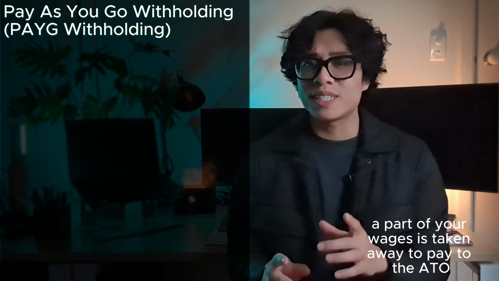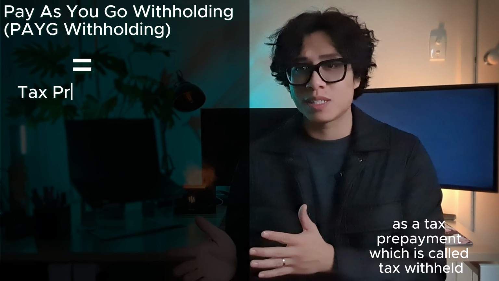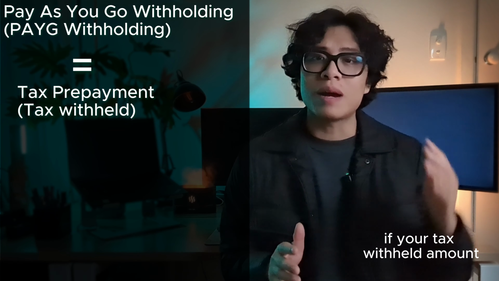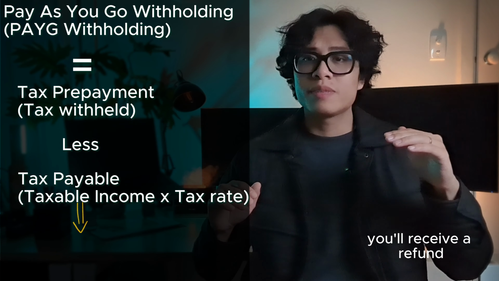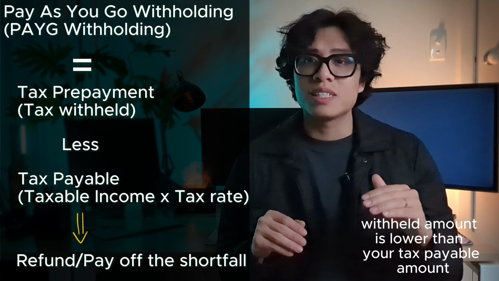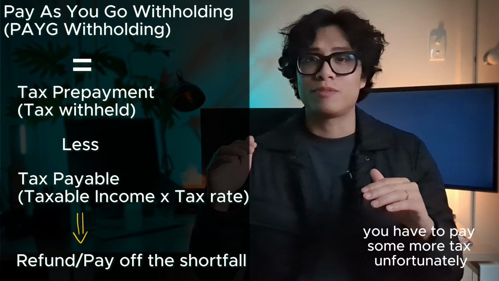A part of your wages is taken away to pay to the ATO as a tax prepayment, which is called tax withheld. If your tax withheld amount during the year is higher than your tax payable, you'll receive a refund. In contrast, if your tax withheld amount is lower than your tax payable amount, you have to pay some more tax, unfortunately.